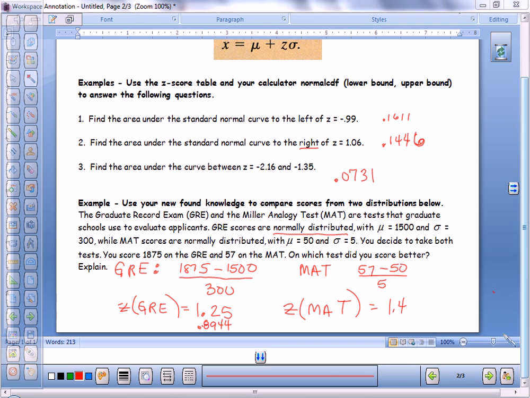You have several problems out of your book to do. You want to do the conversions and look up your z-scores. You may use your chart. You may use your calculator. And we'll talk about both on Monday.